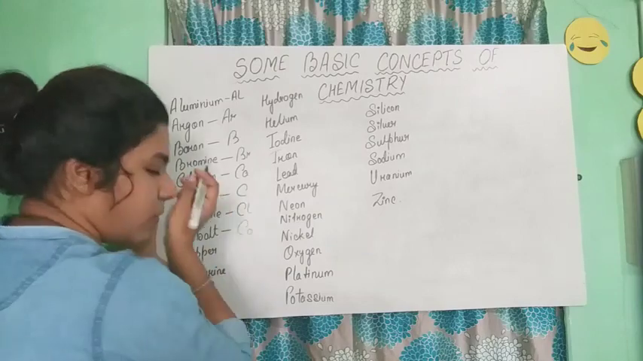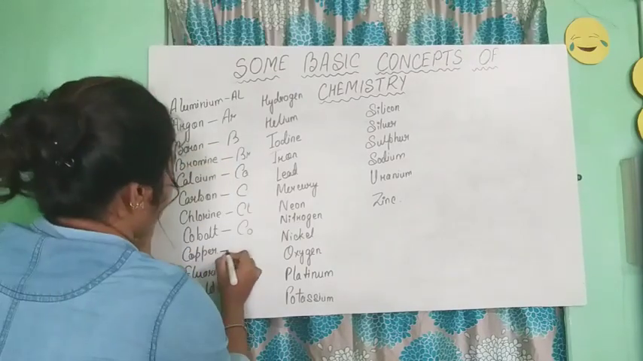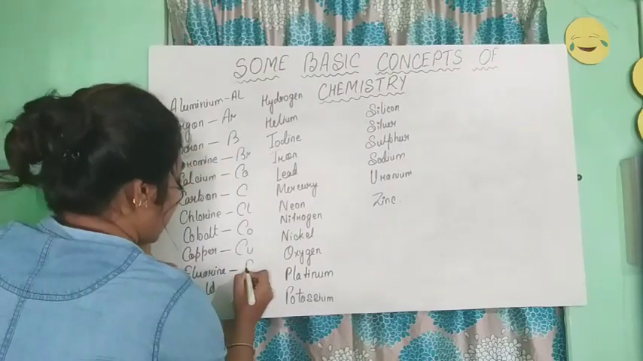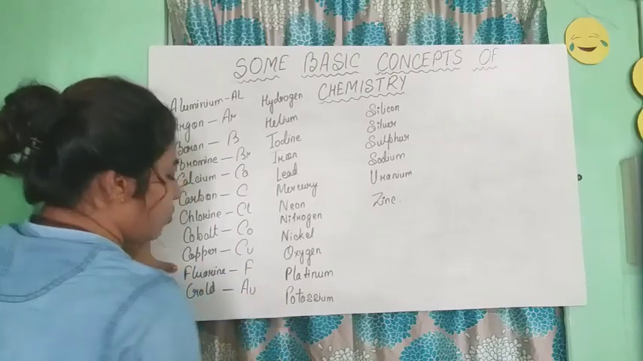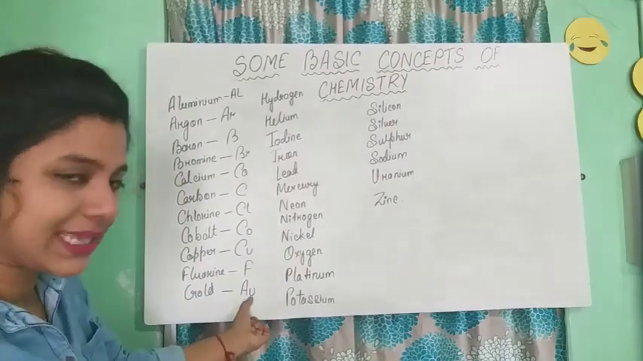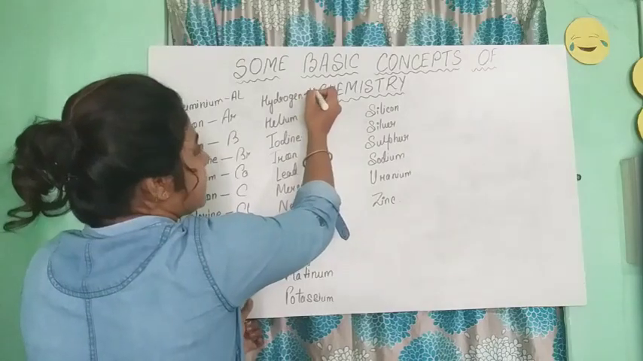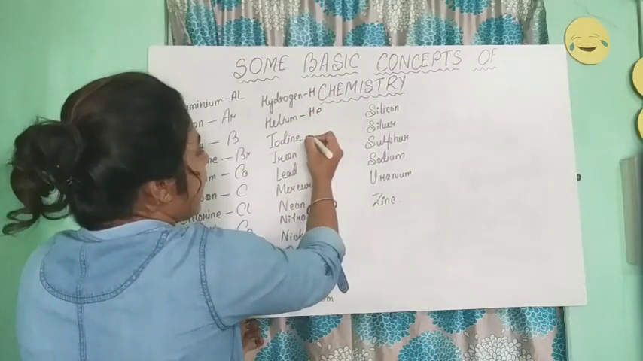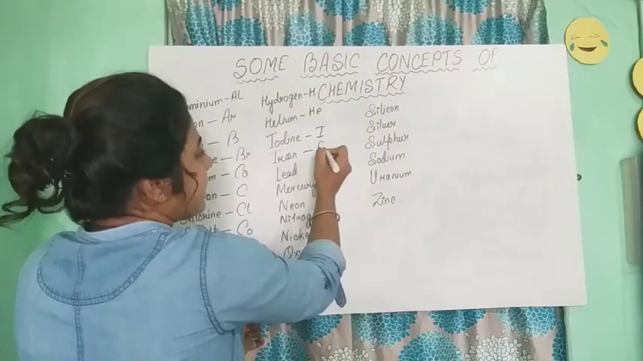Cobalt, Co. Okay, just remember the symbols. Copper, it's Cu. Fluorine, F. Gold is your Au. Hydrogen, it's H. Helium, He. Iodine, I. Iron is Fe.